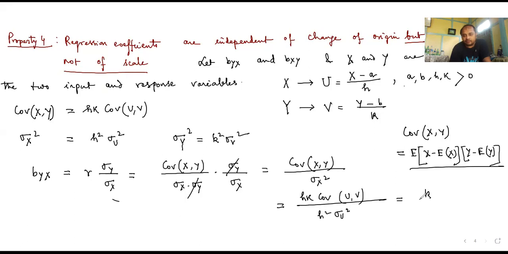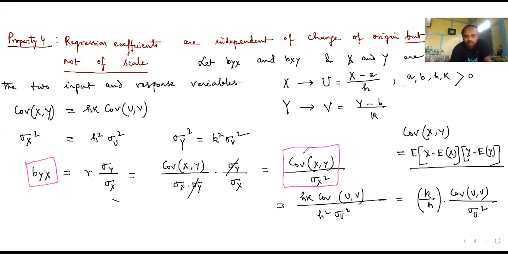And you find that we get the constant to be k by h, and that will be equal to covariance of uv by sigma u squared. Now carefully observe that if byx is given by this formula, that covariance of xy by sigma x squared is byx, then covariance of uv by sigma u squared will definitely be equal to bvu.